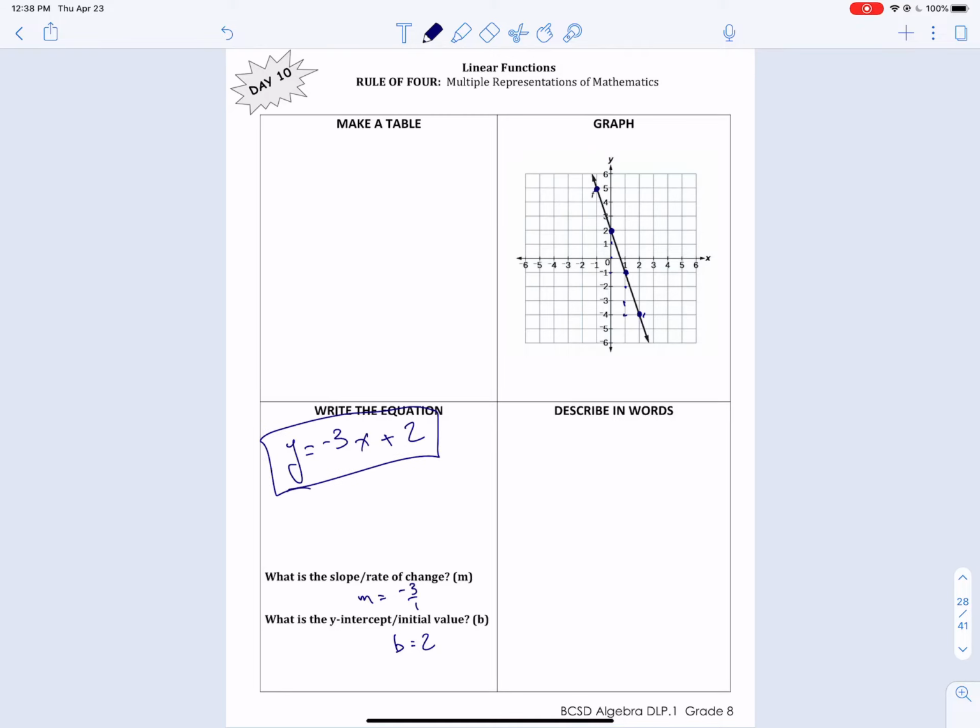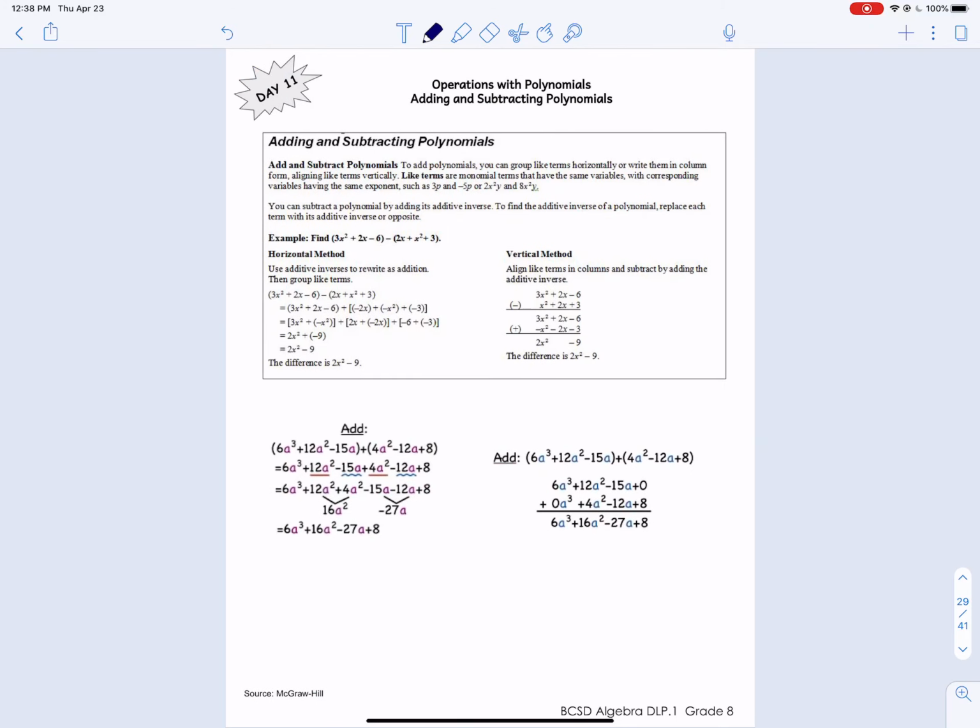Again, when you describe it, think about what you can say. You start off with 2 of something, or in this case, maybe you're diving. You start off 2 feet above the ground at a diving board, and then you jump in the water, and you're going down 3 feet every second, something like that. Okay, so that is it for the second week, or days 6 through 10.